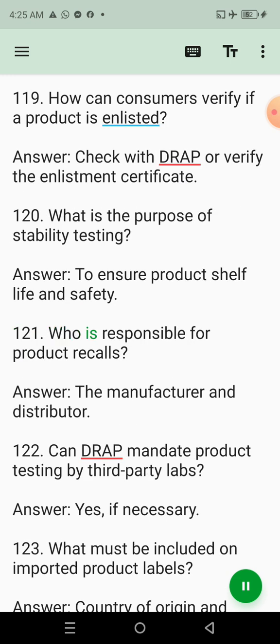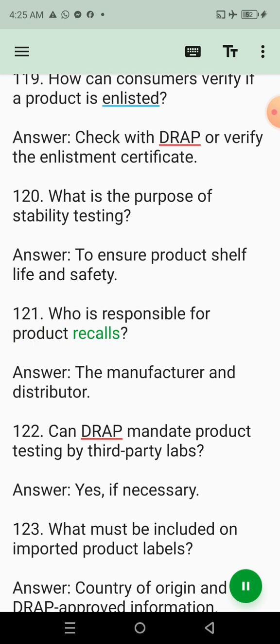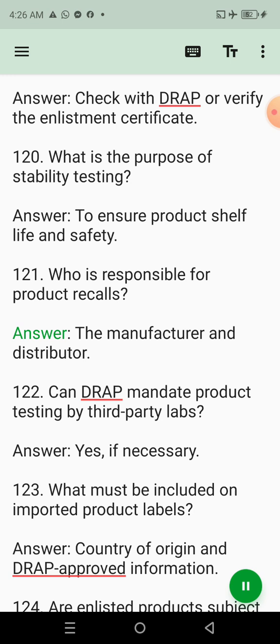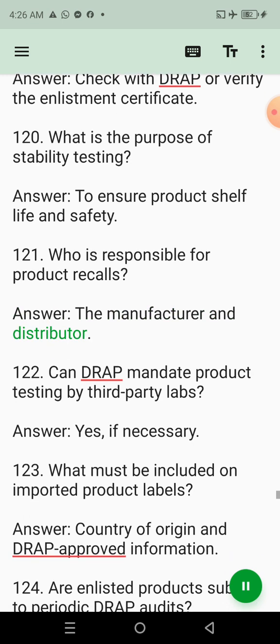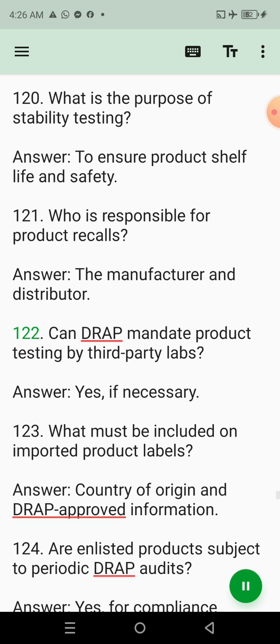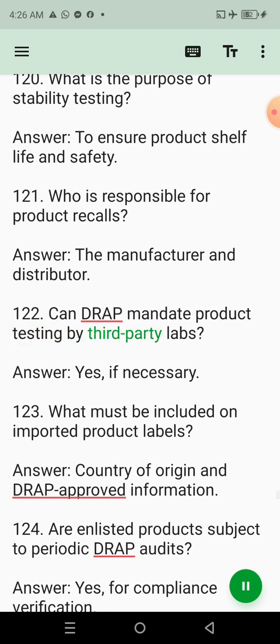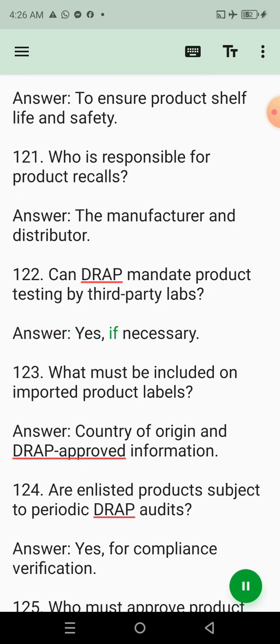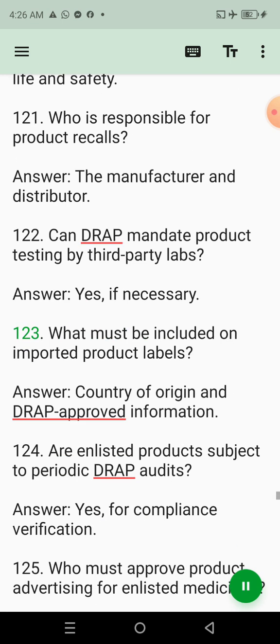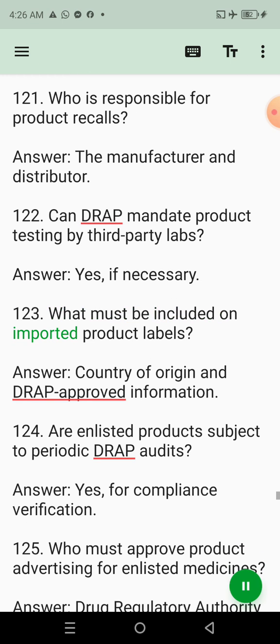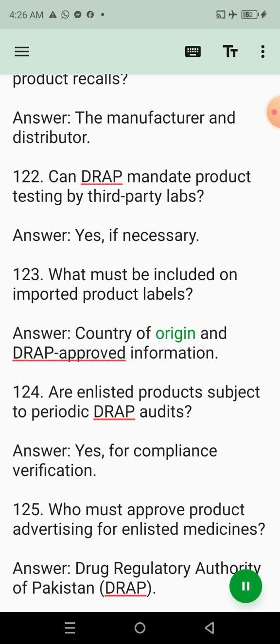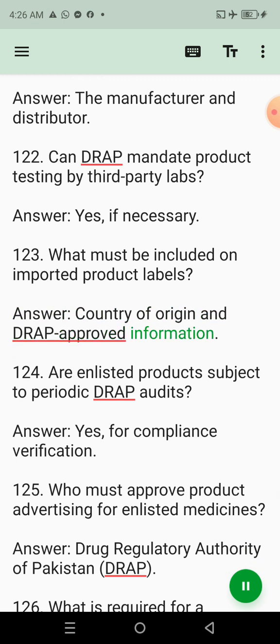121. Who is responsible for product recalls? Answer. The manufacturer and distributor. 122. Can DRAP mandate product testing by third-party labs? Answer. Yes, if necessary. 123. What must be included on imported product labels? Answer. Country of origin and DRAP-approved information.